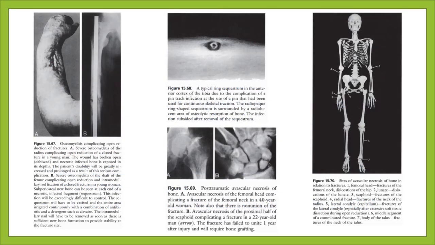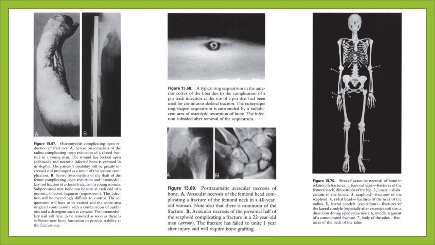Figure 15.67. Osteomyelitis complicating open reduction of fractures: A. Severe osteomyelitis of the radius complicating open reduction of a closed fracture in a young man. The wound has broken open and necrotic infected bone is exposed in its depth. The patient's disability will be greatly increased and prolonged as a result of this serious complication.